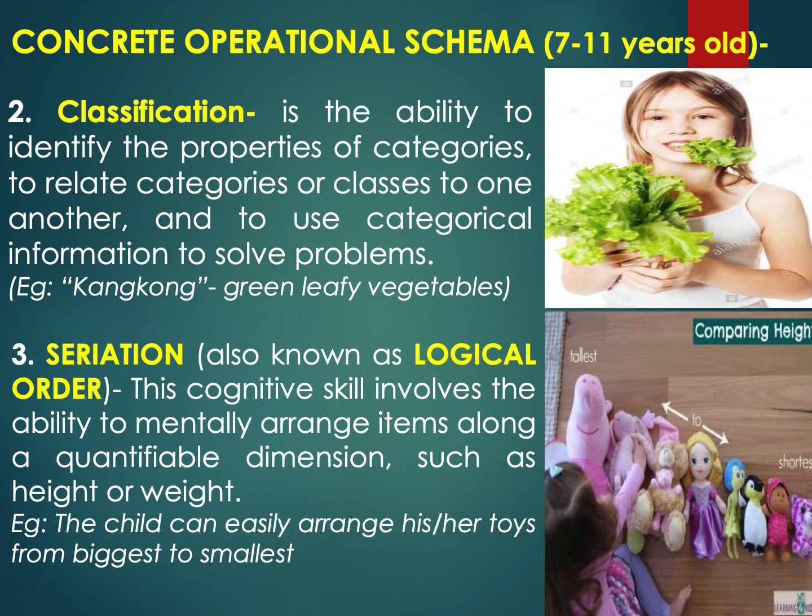Next, we also have the concept of seriation. It is also known as logical order. This is a cognitive skill which is developed during the 7th to 11th year of life, which involves the ability to mentally arrange items along a quantifiable dimension such as height or weight. So dito po, kayang-kaya na pong i-arrange nung bata yung kanyang mga toys from biggest to smallest. Why? Because the child already has developed the sense of seriation. Kaya na niyang gawin yun pagtingin pa lamang niya. But you ask that activity to be performed by a 2-year-old child, hindi niya kayang gawin.